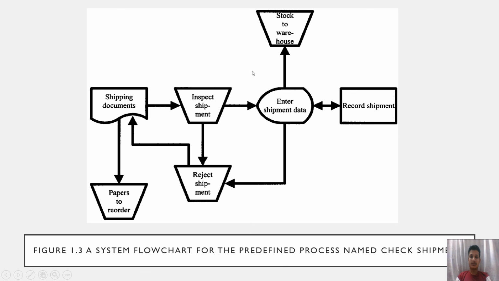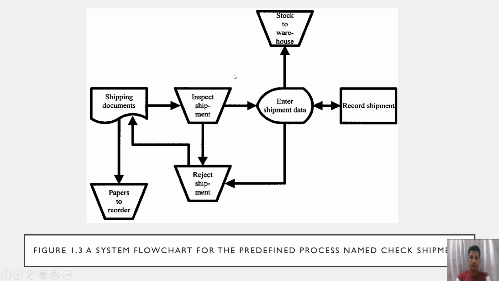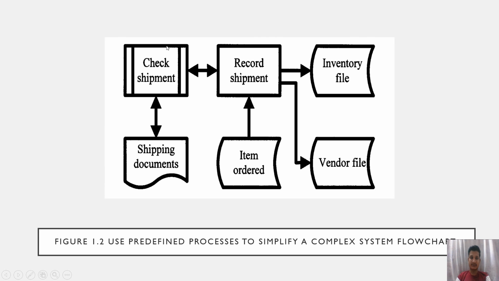Now the other way is to design this whole system flowchart and then connect it to this. So this flowchart would be very large, and it would be very hard to manage and to read. It would be a very complex flowchart. So to reduce complexity, this whole system is wrapped up into a single process, and we named it check shipment. So this is how we represent a predefined process, in this way, with two lines.